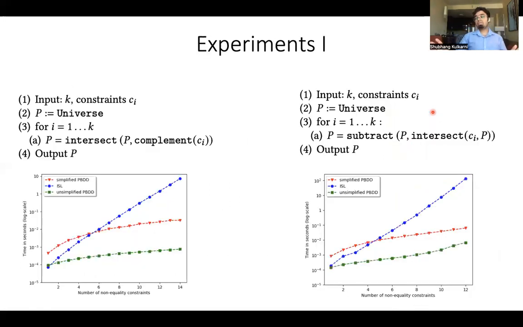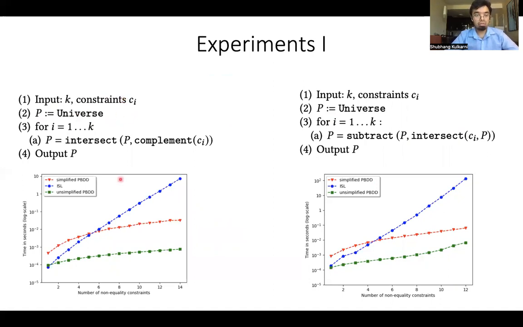All right, and this brings us to our experiments. So I'll be presenting three types of experiments. The first one is the construction of our motivating example itself. So we start off with our polyhedral set being the universe, and we give several constraints as input. So the input size is the number of constraints. And each constraint is of the form i is equal to 0, j is equal to 0, k is equal to 0, etc. So some variable being equal to 0.